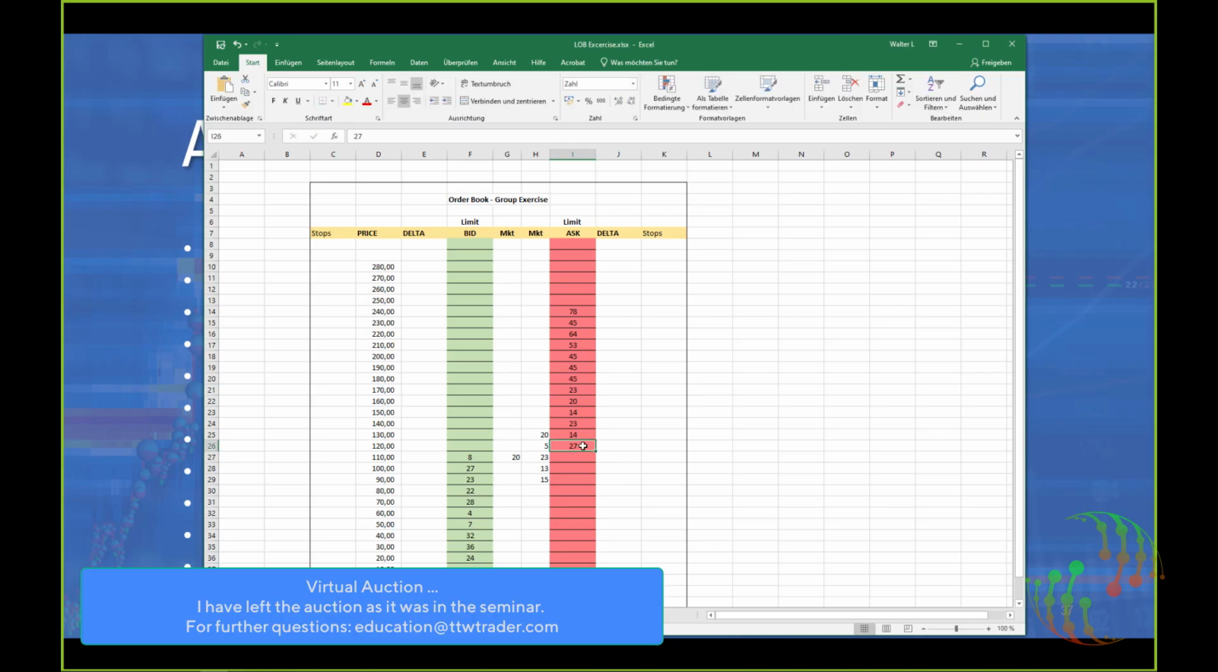So I have 27 to sell at 120. Is this a fair price for you? 120, 27. Buy 20, but you have only $2,000, you know. Okay, so we lifted the price again, and now look what happens here on the bid side.